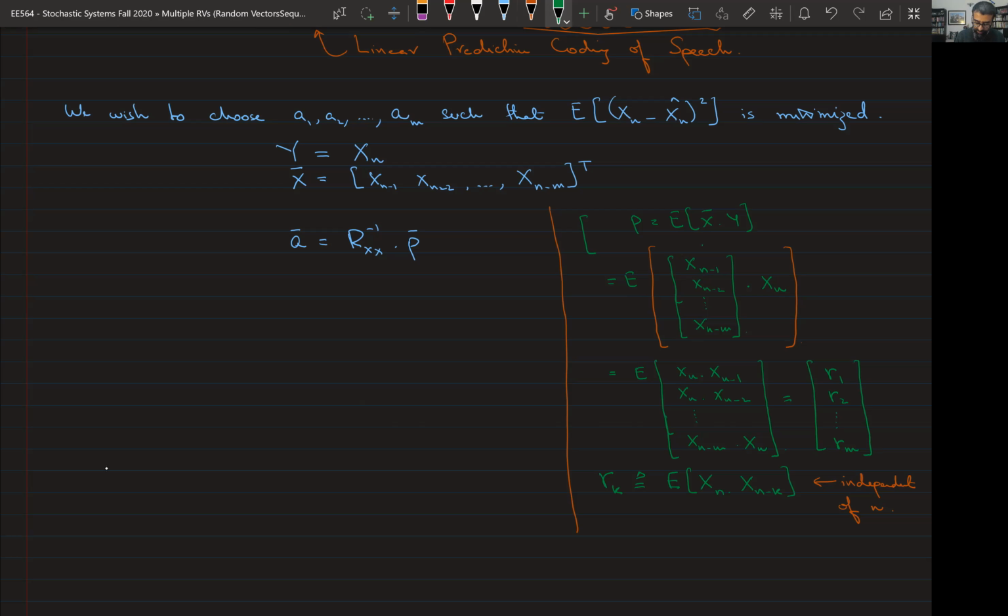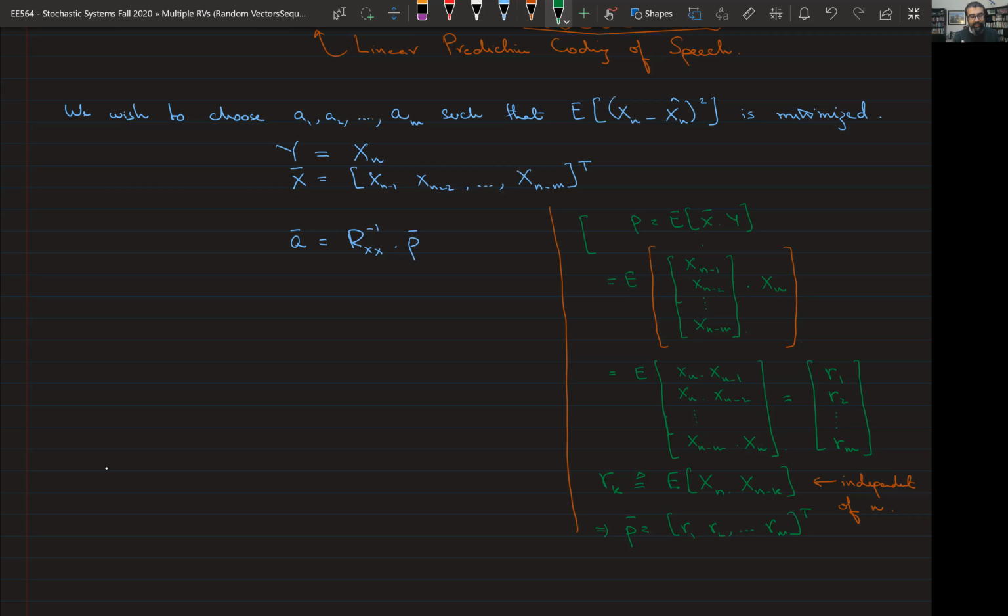Right. So this is P. So this implies that the P vector is equal to R1, R2, all the way up to Rm transpose, where these R's, R1 all the way up to Rm, are either going to be used from some speech models, right? So there's some speech models that we know of, and that's going to yield for us what these R's should be, right? Or these could actually be estimated from empirical observations.